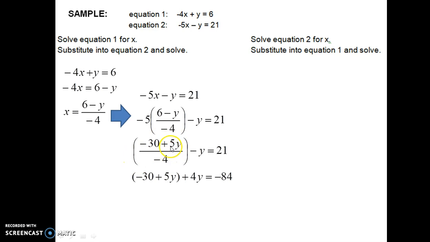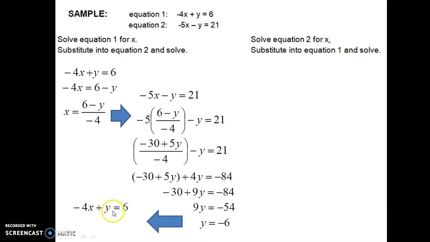So this multiplied by negative 4 becomes just a numerator. The bottom's gone. This becomes 4y. And this becomes negative 84. Now over here we have 9y, negative 30 plus 9y. Then I'm going to add 30 and divide by 9 on both sides. I get y equals negative 6.